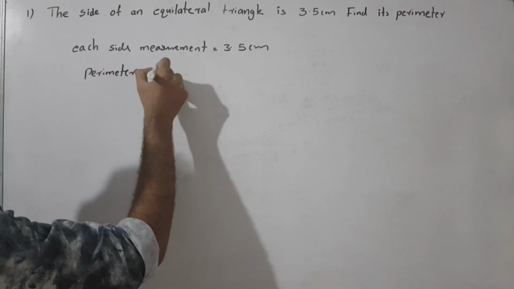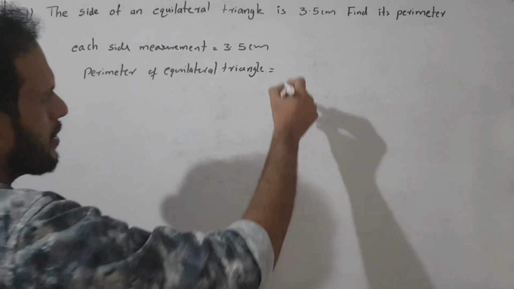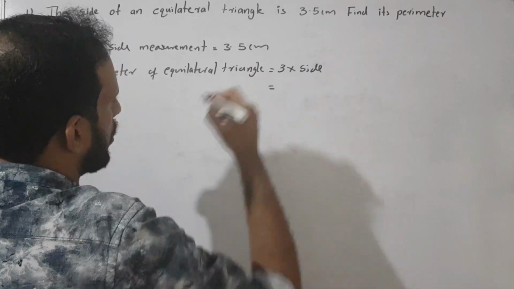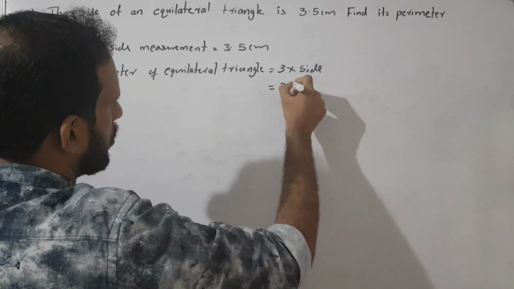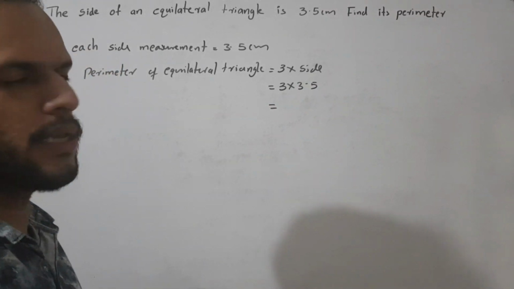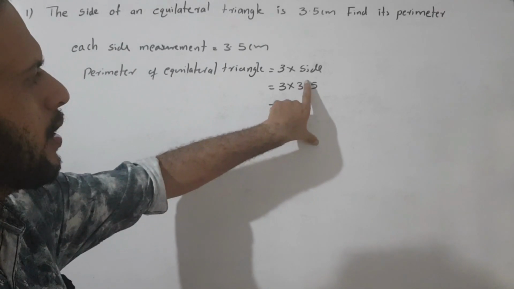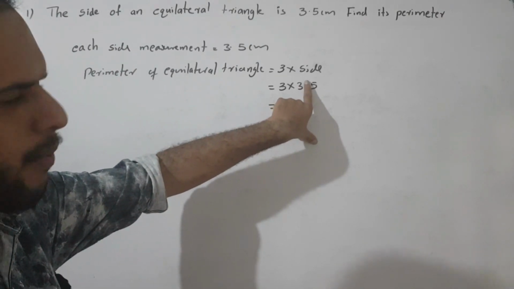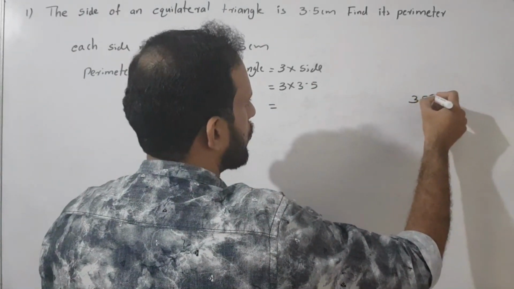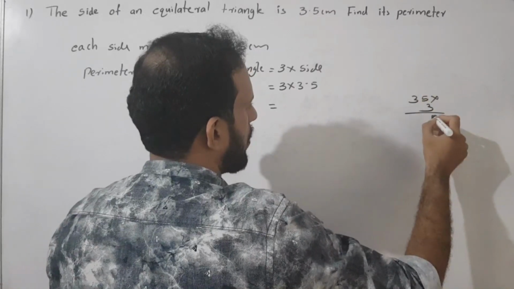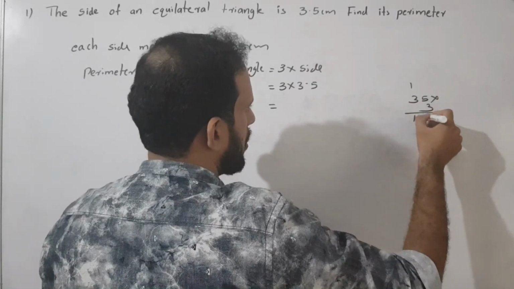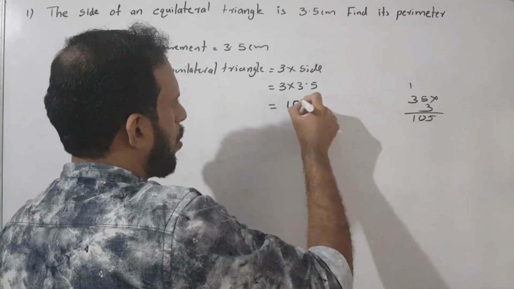Perimeter of equilateral triangle is equal to, the equation is 3 into side is equal to 3 into 3.5. We know how to multiply 3 into 3.5. Yes, but we avoid the decimal point, correct? So the number is 35. We multiply 35 into 3. Then 3 into 5, 15. Then 1 is balance. 3 into 3, 9. 9 plus 1, 10. So we will write here 105.